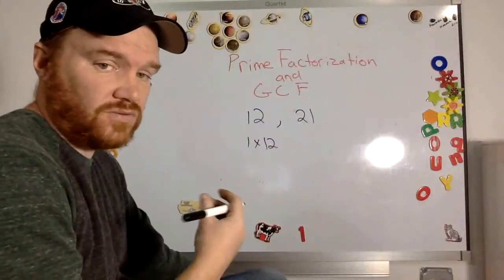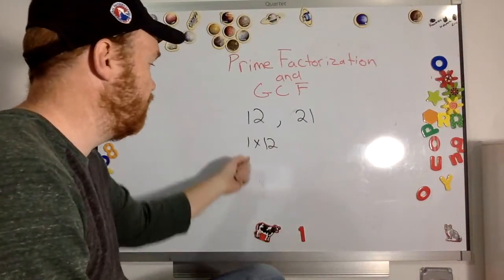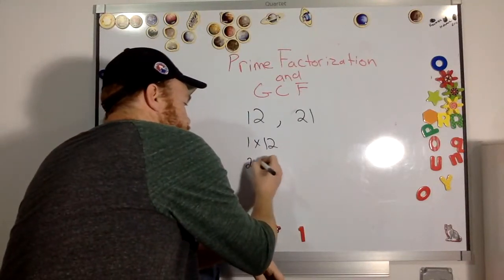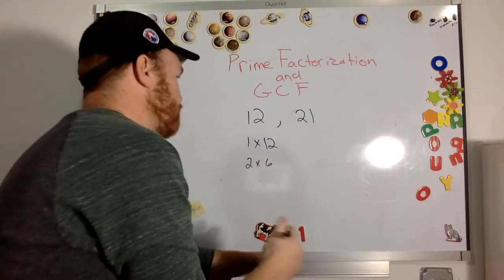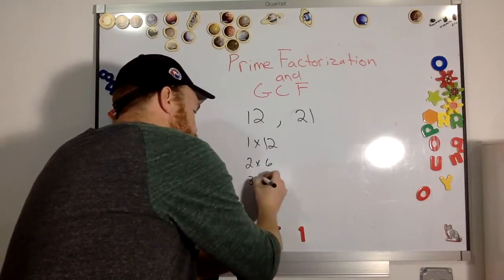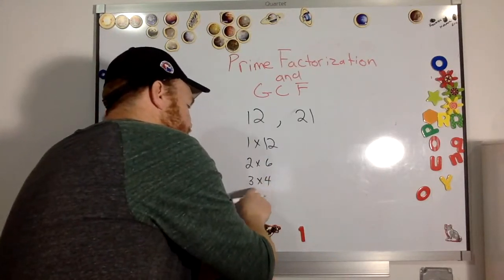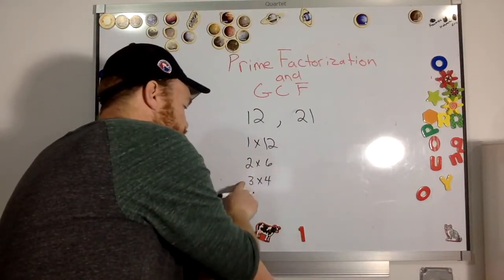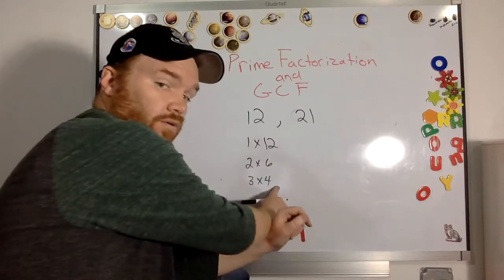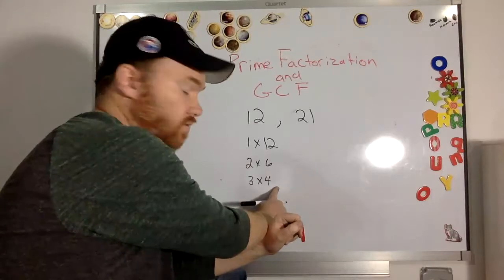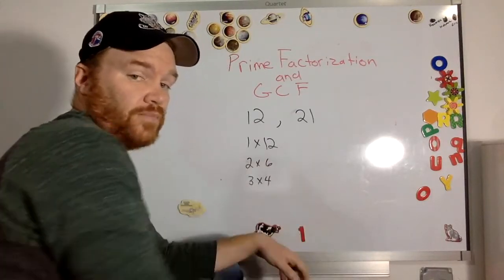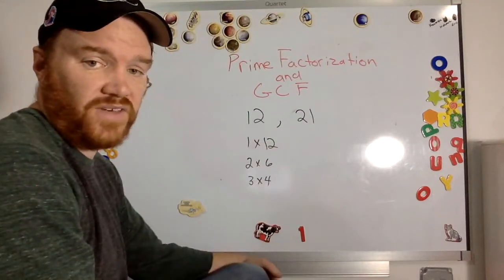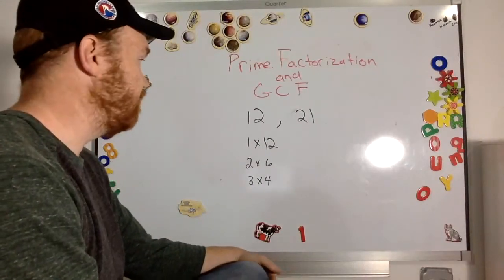Okay, so that's what we've done before. List them out in their factor pairs. So 1 times 12, and I also know I can do 2 times 6, and 3 times 4. Can I do 4? Oh, well, I've already used 4, so I know I'm done. 1, 2, 3, 4, 6, and 12 are the factors of 12.